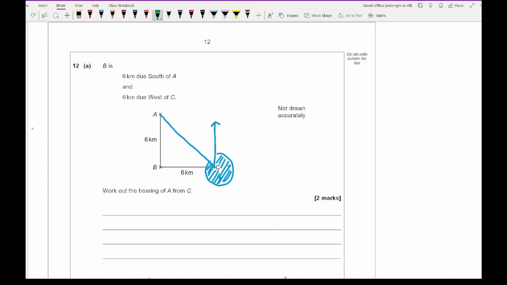Now with this, I know that the triangle ABC is an isosceles triangle, so that's 90, that's 45, that's 45. Now we can't use a protractor because it's not drawn accurately, but if I extend this line here, I can then work out what this angle here is going to be. So that's going to be 180 take away 45, which gives me an answer of 135. Which means that this angle here is going to be 135 because it's corresponding. So this angle here is going to be 180.